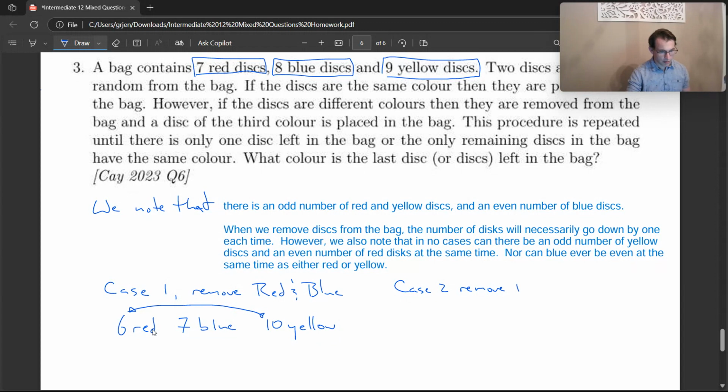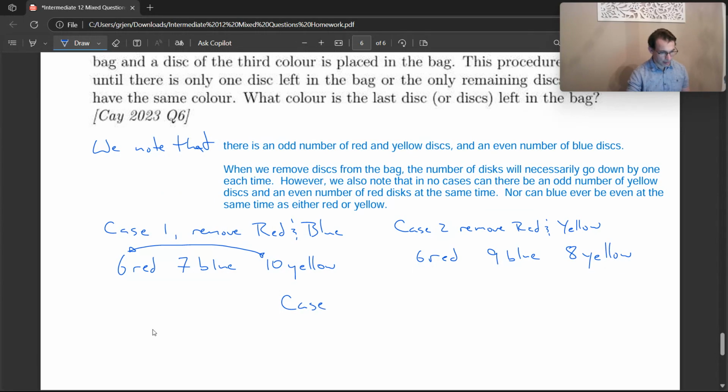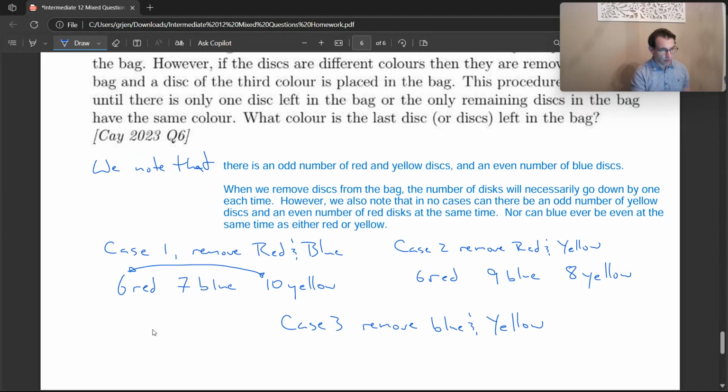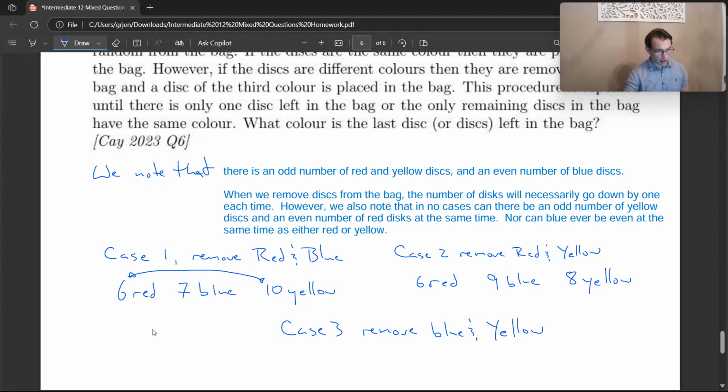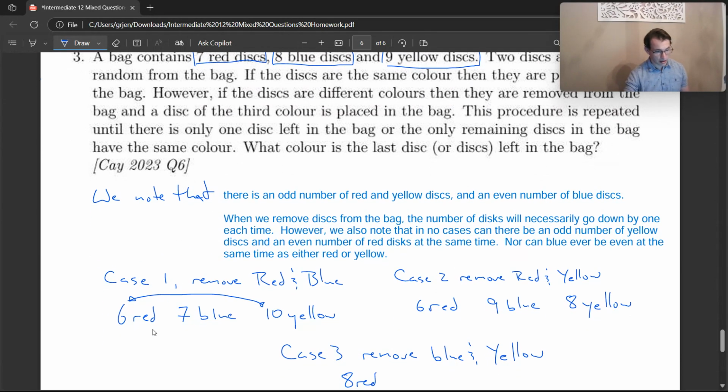Remove red and yellow. Then we would have 6 red, 8 blue, sorry, not 6 red. We'd have 9 blue because we add a blue. That's why we have 9 blue. And then we would have 8 yellow. And then in case 3, remove blue and yellow. And now we note that we would have, so we have to add a red. So we would now have 8 red, because we had 7 of them. And then we'd have now 7 blue and 8 yellow.